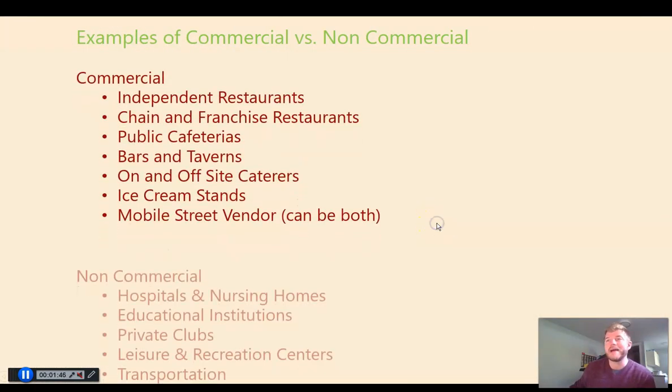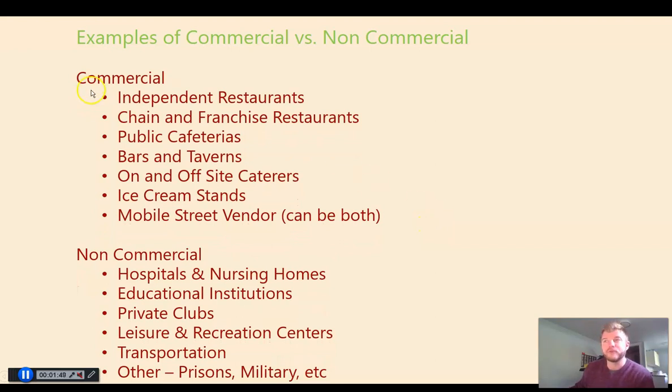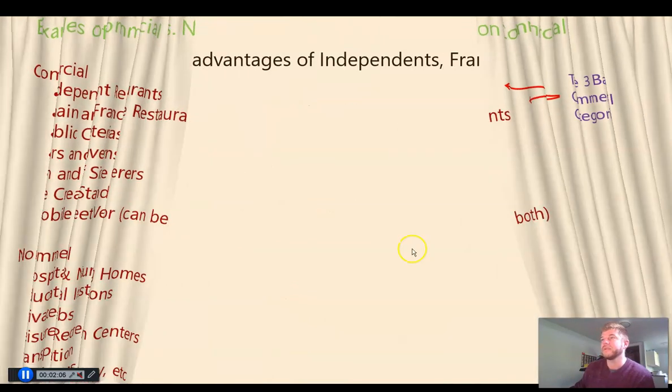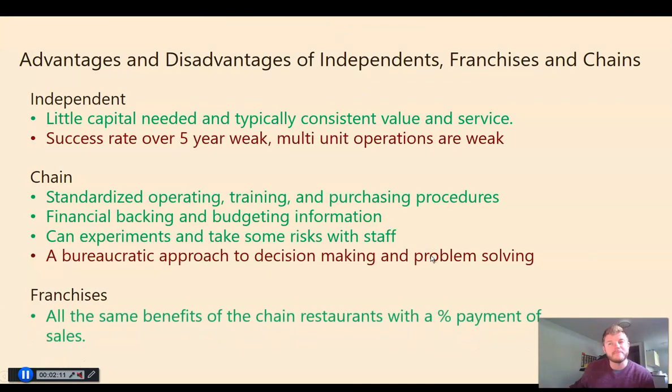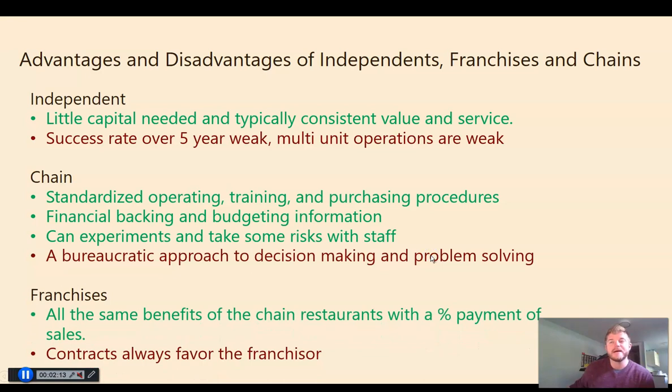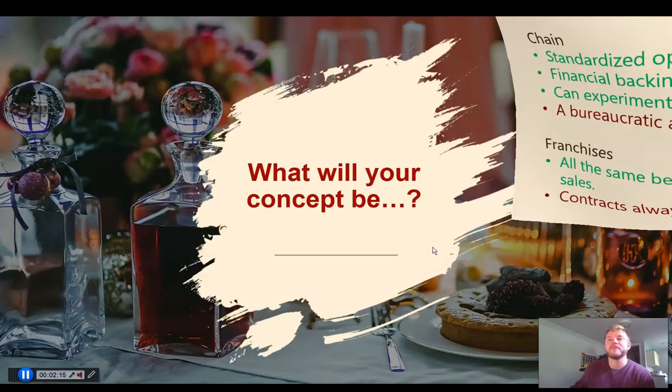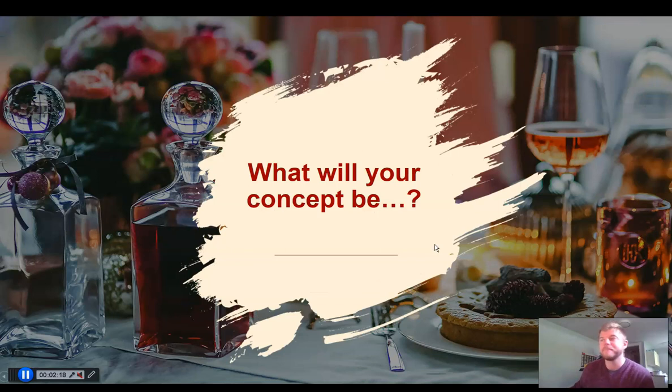We also went through a few other things in regards to how they're set up. As a commercial, you could be independent, you could be chains and franchises and a bunch of different other items. And non-commercial is a very, very large industry, and it covers a huge breadth of different institutions. And then we also went through the advantages and disadvantages of chains, independents, and franchises, and even went into a little bit about the style of franchises that you can get.